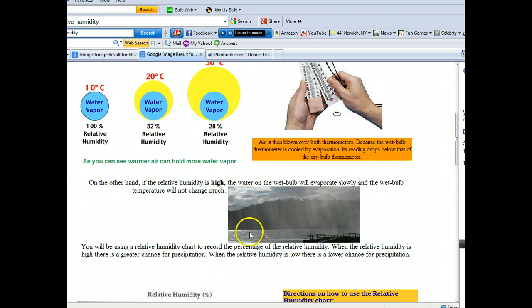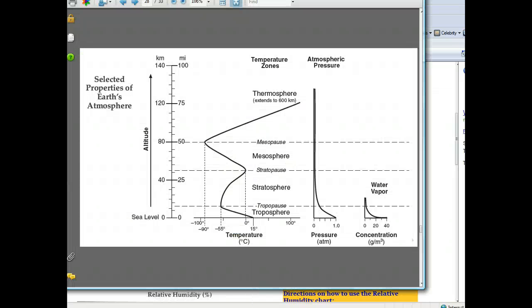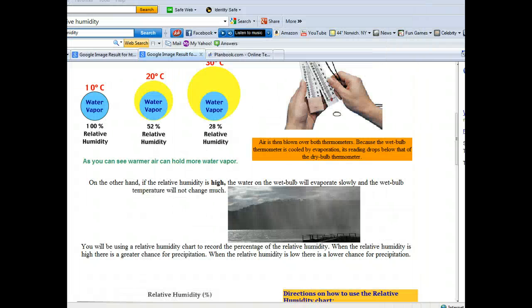If you have a high relative humidity, your chance for rain is going to be higher because there's more moisture in the air. If it's a really low relative humidity day, then you're going to have lots of evaporation and less chance for rain. So that's sort of the reason why we're concerned about relative humidity, and we'll get to that part of things in a minute.